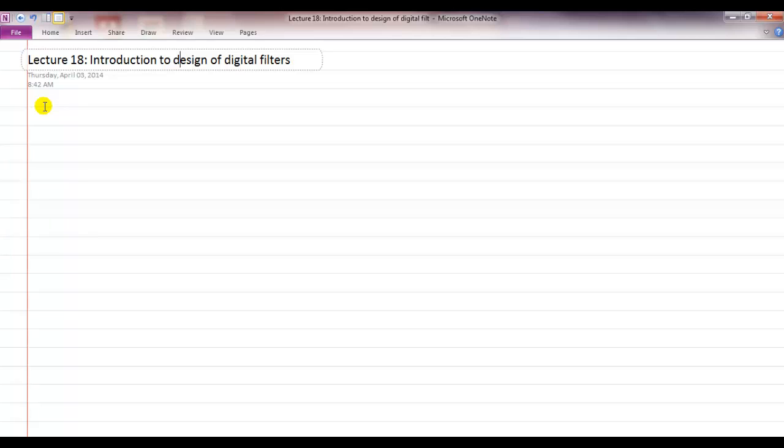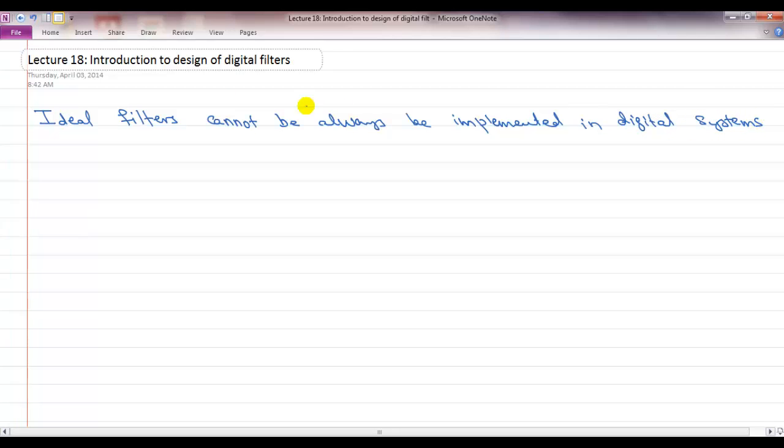Now in this class we want to move from those idealistic aspects of filter design to realistic aspects. So what do I mean by that? Well, for that I need to remind you that ideal filters cannot always be implemented in hardware. So an example of this is an ideal filter that you have seen many times so far in your class.